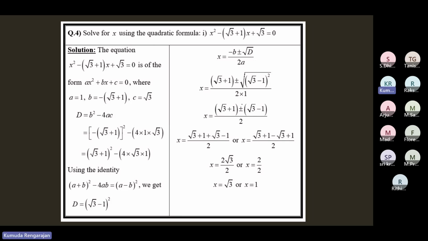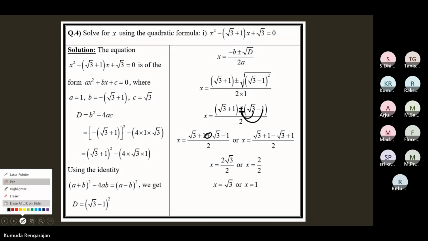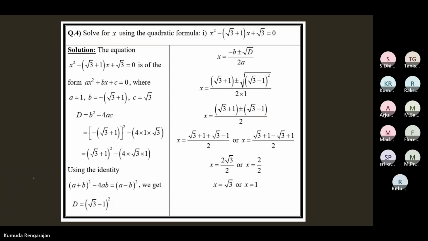When you use it with the minus sign, be careful. Minus root 3 plus 1 it will become minus root 3 plus 1, because minus into minus is plus 1. You'll get two values of x because here you have plus or minus. So one value of x will be with the plus sign, then the other one will be with minus. When you're dealing with the minus, be careful. Minus root 3 plus 1 you will get. Yeah, and then you know how to simplify that. So x is equal to root 3 or 1.